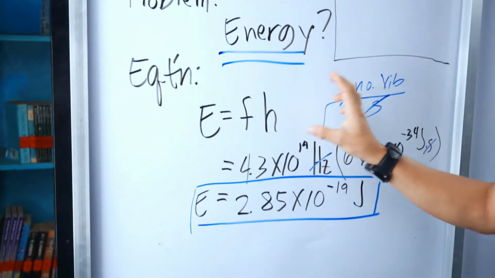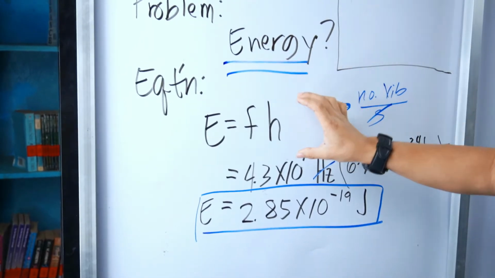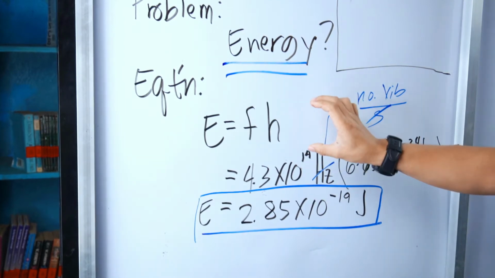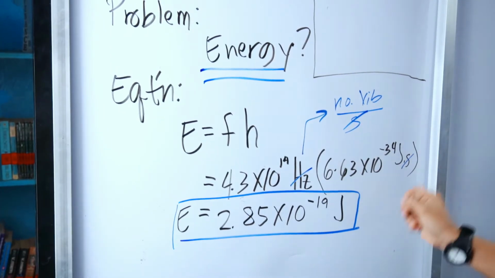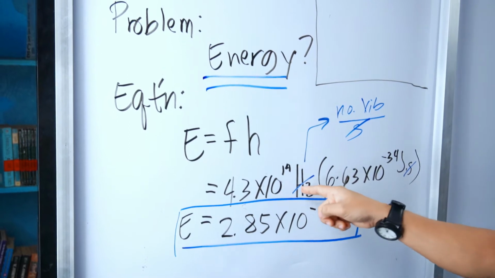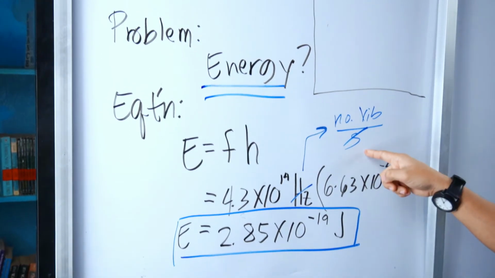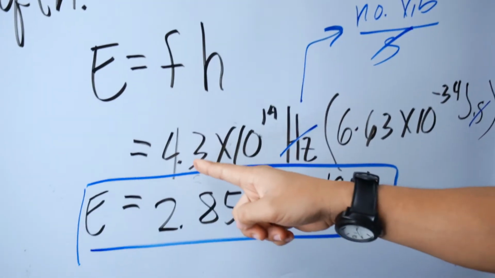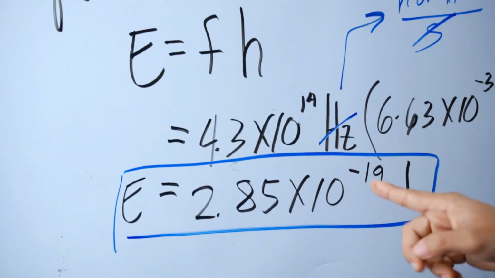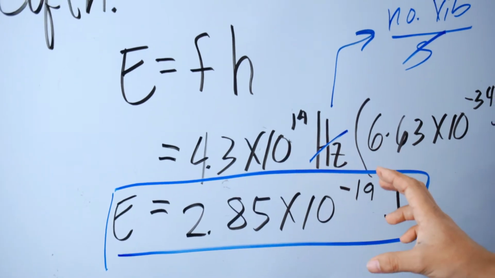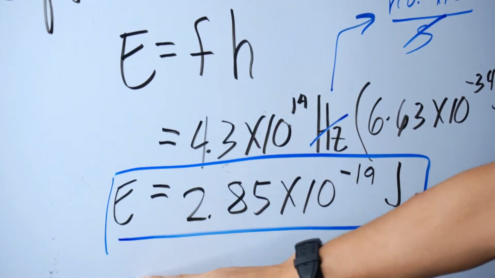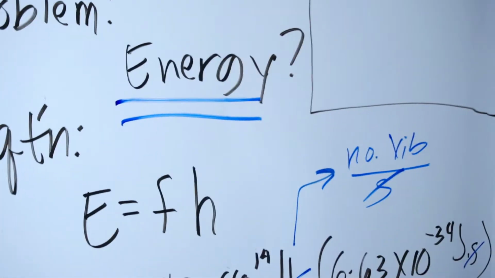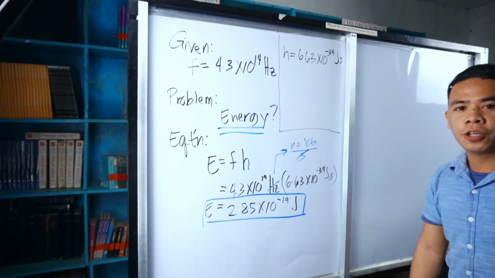Next, after we input the given, we cancel out the units. Since hertz is the number of vibrations per second, we cancel out seconds, so we have the remaining joules. Next is multiplication, like what I did earlier on the calculator. And here we go. We solved the energy for a given frequency with a constant: 2.85 times 10 to negative 19 joules.